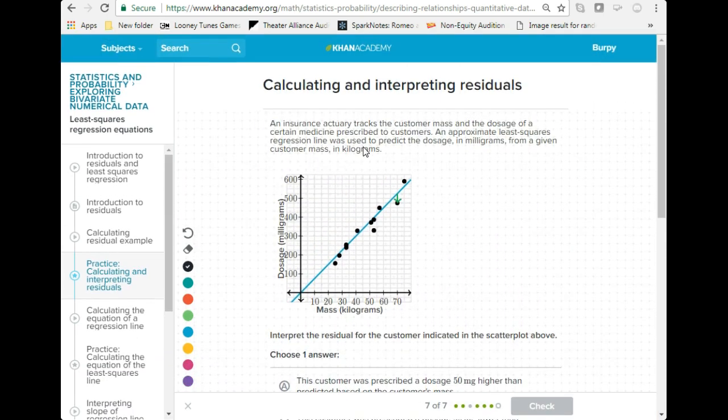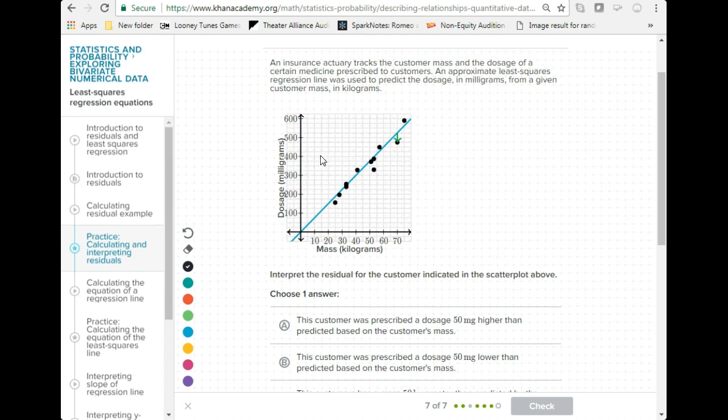Now, an insurance actuary tracks the customer's mass and dosage of a certain medicine prescribed to customers. An approximately least squares regression line was used to predict the dosage in milligrams from a given customer mass. Those are really, really small, but we can just make them out. So because these ones are the ones that are needed, let's just outline them.